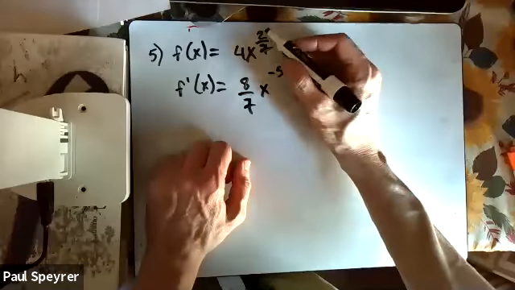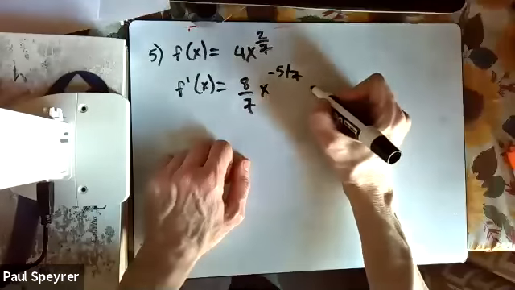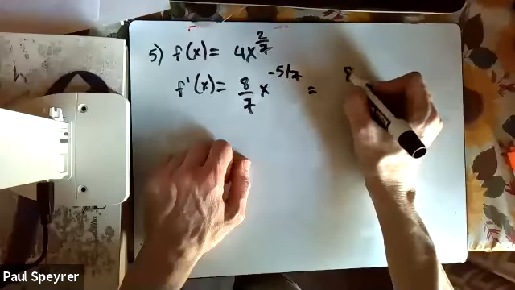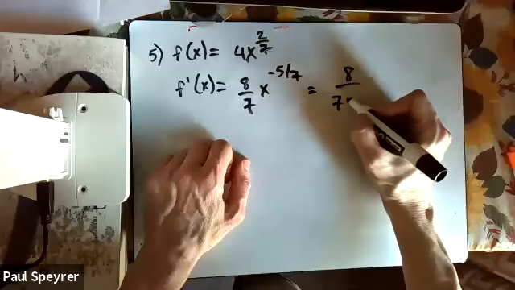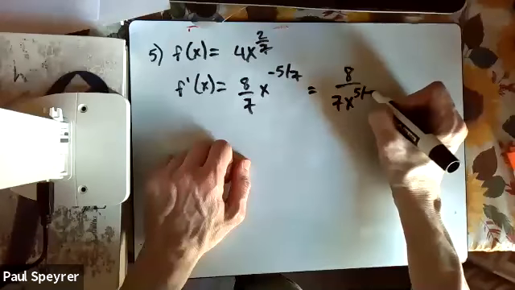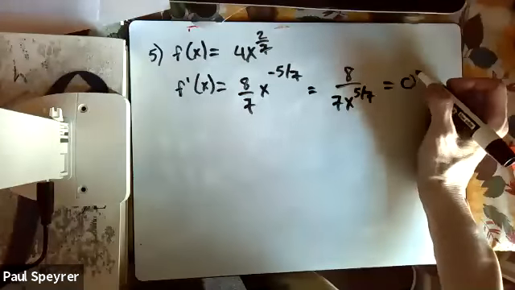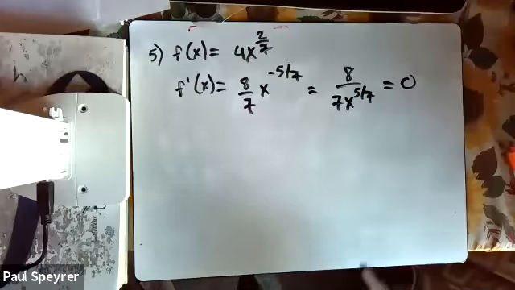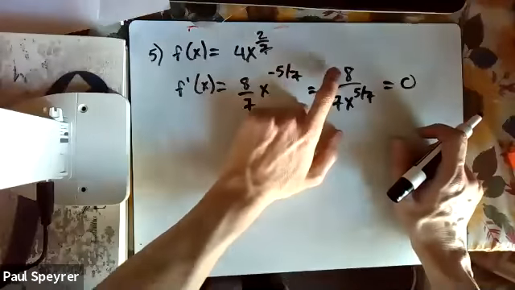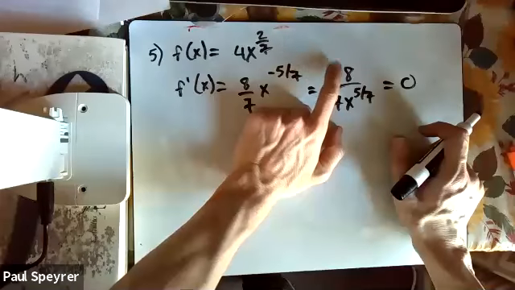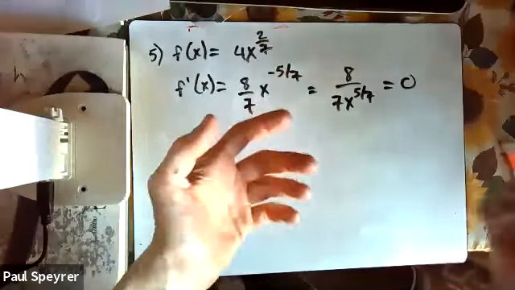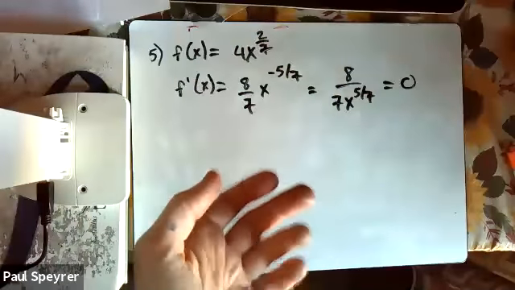Remember, you have to subtract 1. 2/7 minus 1 is negative 5/7. This is the same thing as saying 8/7 x to the positive 5/7 in the denominator equals 0. So you have a fraction, right? Rational expression. What do we do? We set the top and bottom to 0, but there's no x up top. So you don't say 8 equals 0 because there's nothing to solve for.